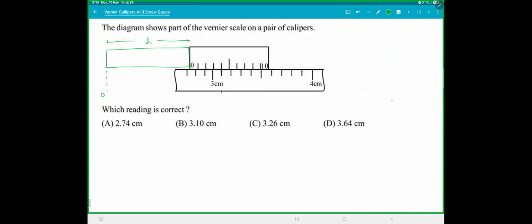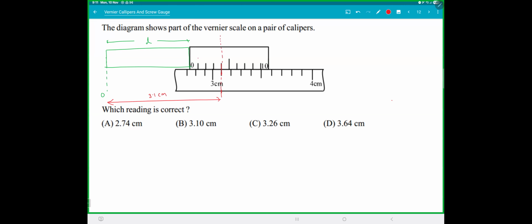So this will be 0. Which division is matching? This division is matching. So from here to here, what will be the length? That is 3. This is 3.1 centimeter. No? Do you guys agree? So you always take the measurement from the 0 to the point where the division is matching.